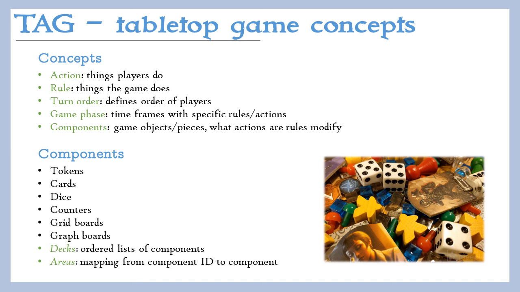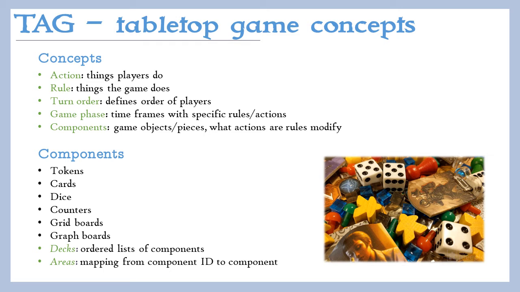We use several concepts common in tabletop games to define the core of a game. Actions are things players can do in the game. Rules are things that the game does, outside of a player's action. Turn orders define the order in which the players are going to be asked for actions. Game phases are time frames in which specific rules apply or the players have specific actions available. And each game is made up of several components or game pieces, which is what actions and rules modify to change the state of the game.